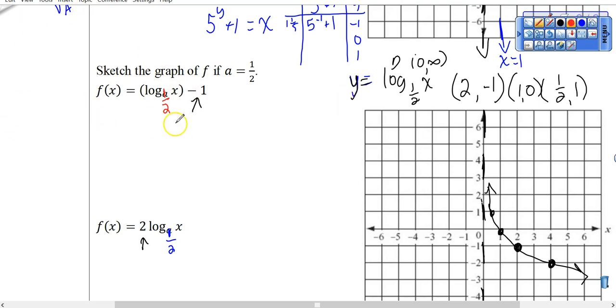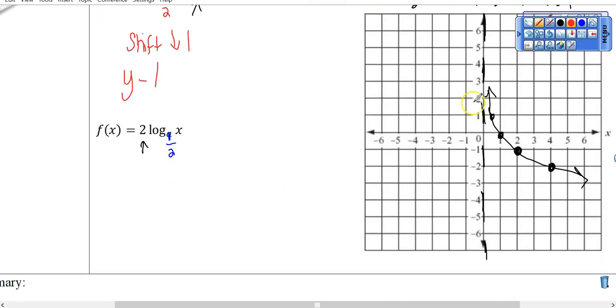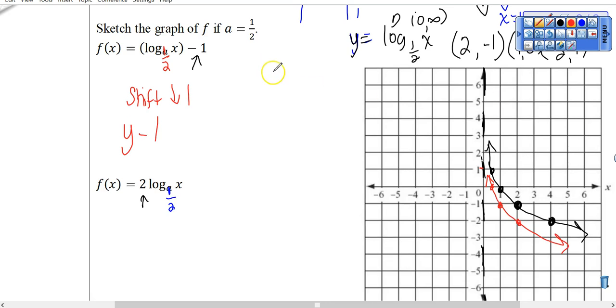And when we go to this one, we have log base half of x minus 1. That just means we're going to shift vertically down 1. So we're going to do our y coordinate minus 1, whatever our y is, minus 1. In this case, our y is 1. 1 minus 1 is 0. 0 minus 1 is negative 1. Negative 1 minus 1 is negative 2. And this graph just shifts down 1. No domain change. Domain is still the same, so we don't have to do a shift on our vertical asymptote because we didn't horizontally shift anything.